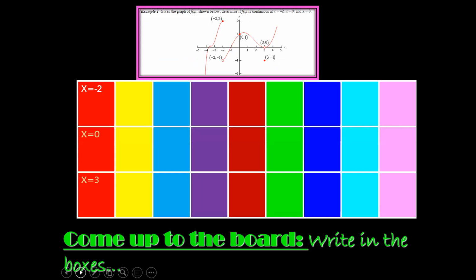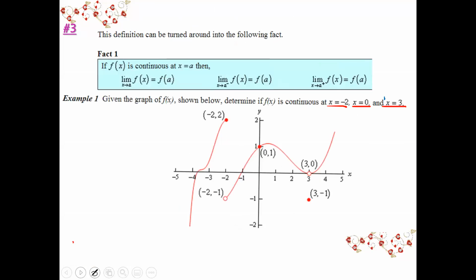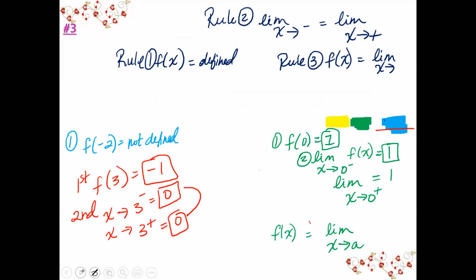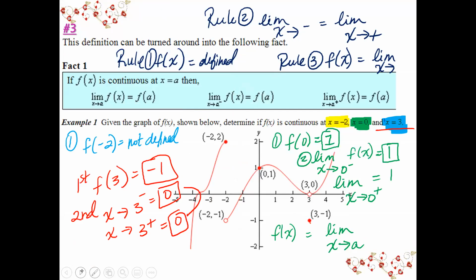Okay, what I want you guys to do right here is take a look at this example, and I want you to tell me if it's continuous at x equals -2, x equals 0, and x equals 3. So pause the video. Okay, go ahead and take a look at the answers here.